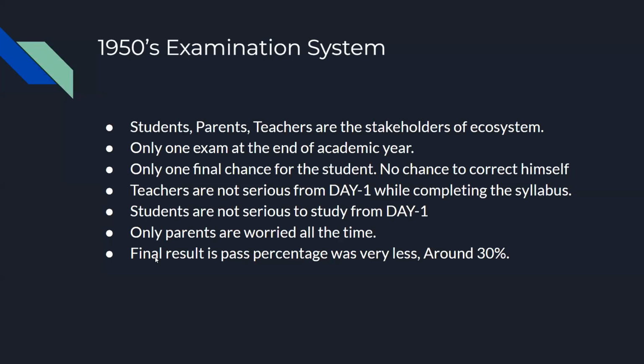They will start slowly. Maybe for the first 2 or 3 months, they will just do some time-pass things. After 3 months, teachers may get serious about the syllabus, because there will be exams in the next 6-7 months. But students may get serious maximum 1 or 2 months before the final exam. The only people continuously worried are the parents. They are continuously worried about the children, whether they may pass or fail, because there is only one chance, the final exam. If you fail, you have to sit in the same class. If you pass, you can move forward. So this was the process in the 1950s. Because of this single final exam, students are not serious and teachers are not serious.